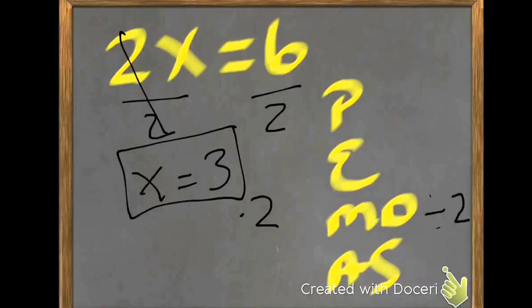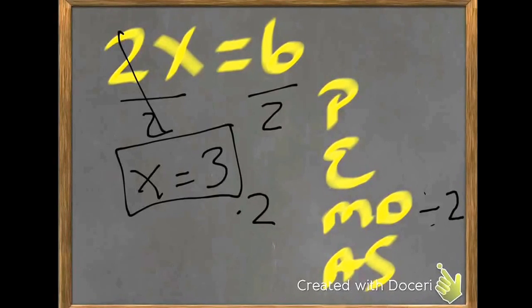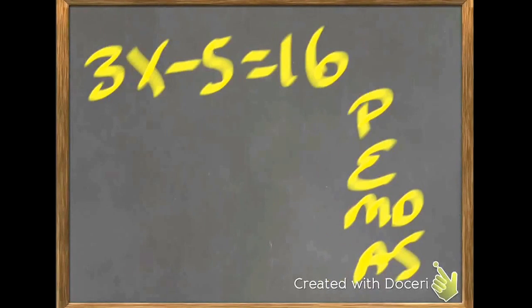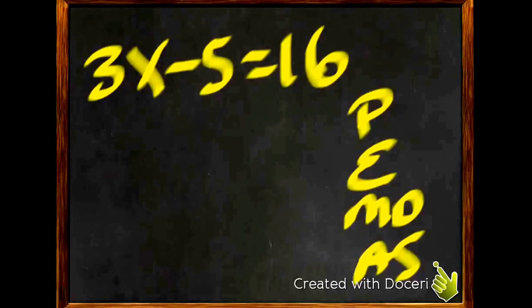Now, with that example, 2x equals 6, we didn't have to use the order of operations, because we can even do this in our head. 2 times what equals 6? 2 times 3 equals 6. But as problems get more complicated, it becomes very helpful to follow the order of operations backwards.